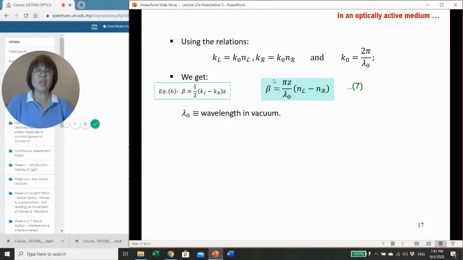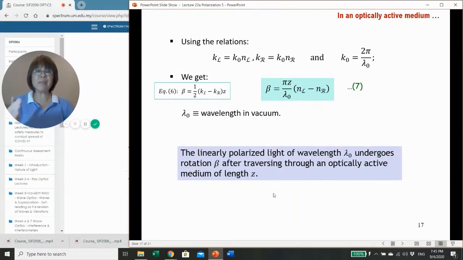So this will then give us the rotated angle for a circular birefringent material when the linearly polarized light has entered to a distance Z, and the linearly polarized light has a wavelength of lambda 0. So linearly polarized light of wavelength lambda 0 undergoes rotation beta after traveling through the optically active medium of distance Z.